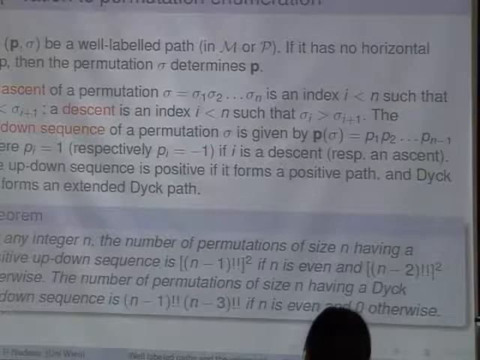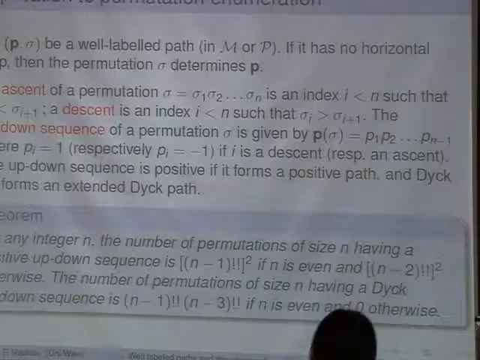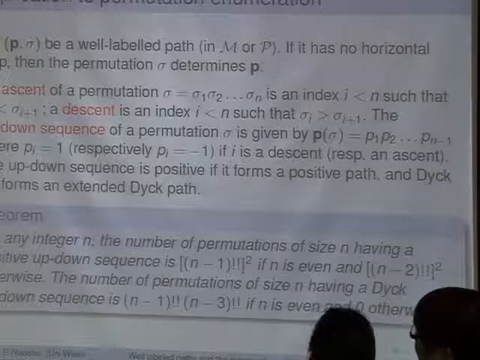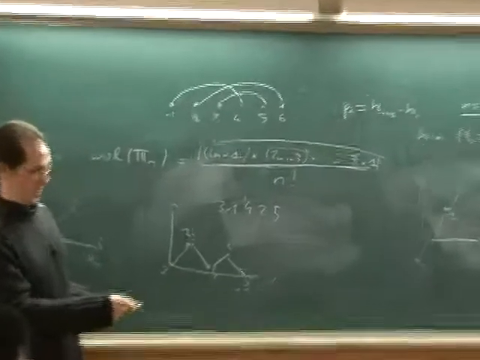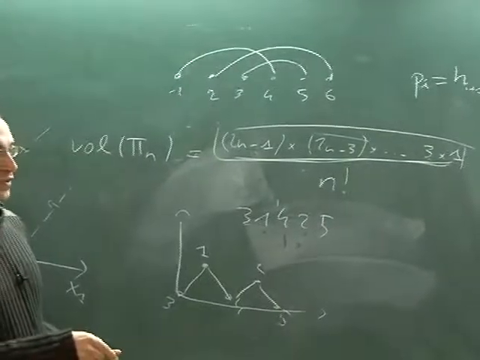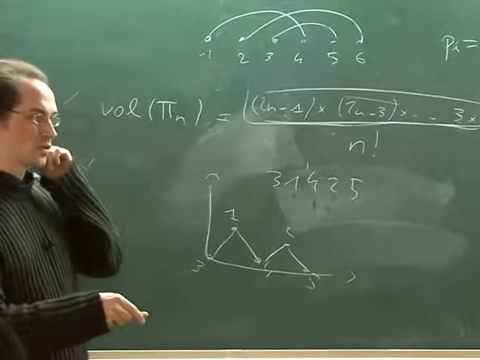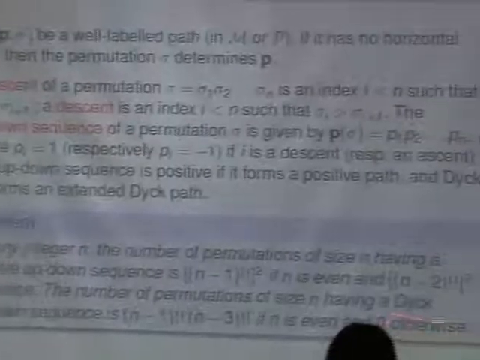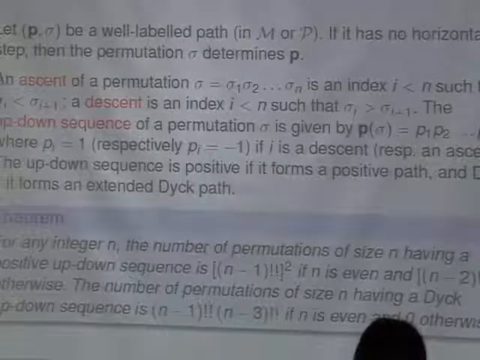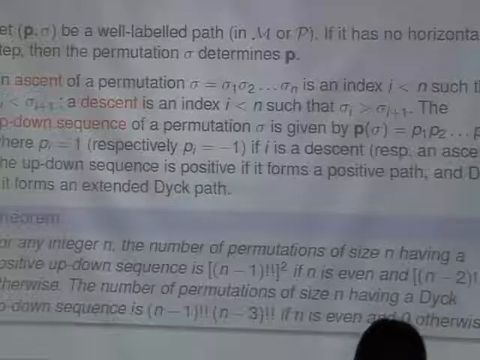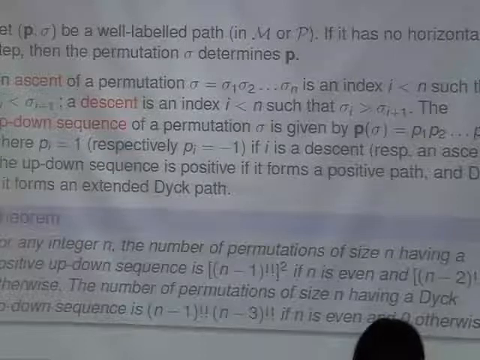So the formulas are very simple. The number of permutations of size n having a positive up-down sequence, so that if you draw this up-down sequence, it stays above the axis, is counted by n minus 2 double factorial squared when n is even. There's a little difference depending on whether n is odd or even. You also have formulas for the well-labeled Motzkin paths, which are Dyck paths because there are no horizontal steps. So you have very simple formulas for these classes of permutations.